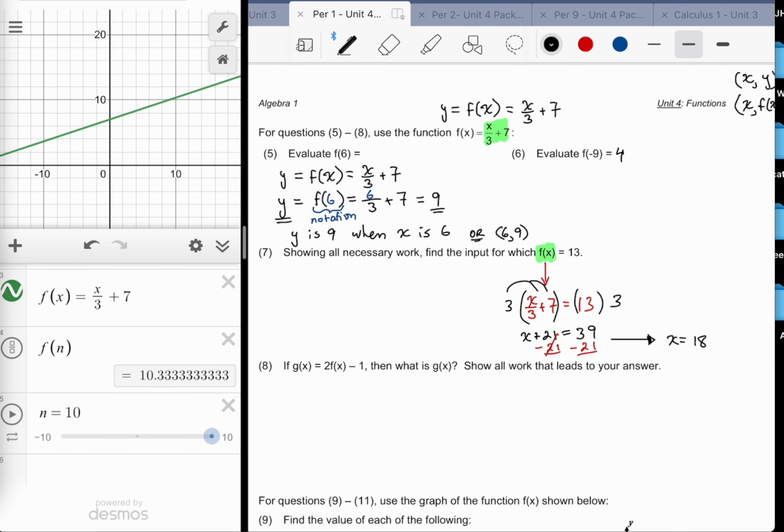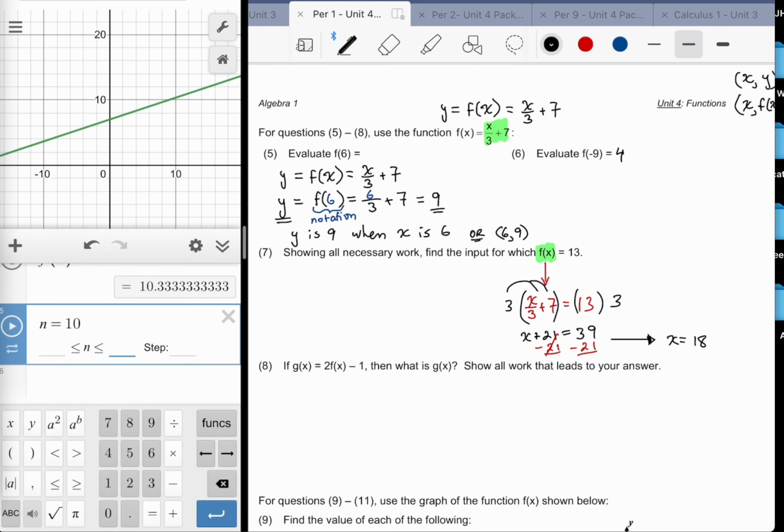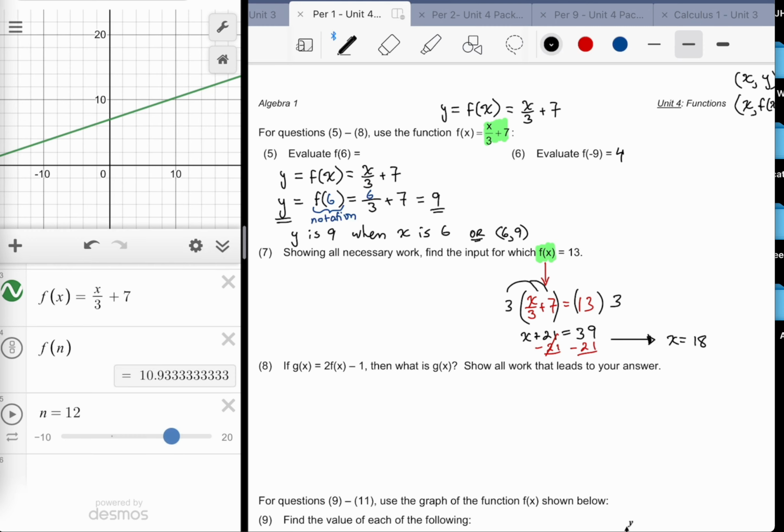You get the -10 and the 10, the little bounds. Just tap on one of them and make it bigger, like 20, and then keep going. I'm trying to get to a 13, and it looks like that happens right here at the n value of 18. So what this is telling me is that f of the n value of 18 will give me 13. It's just direct substitution.